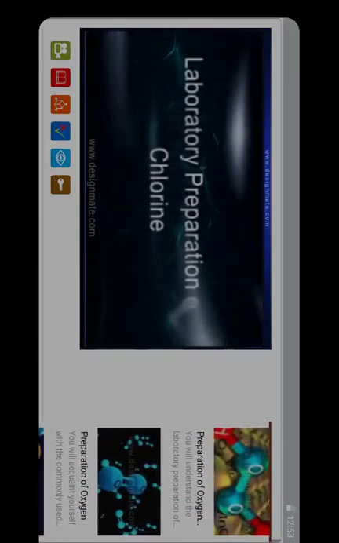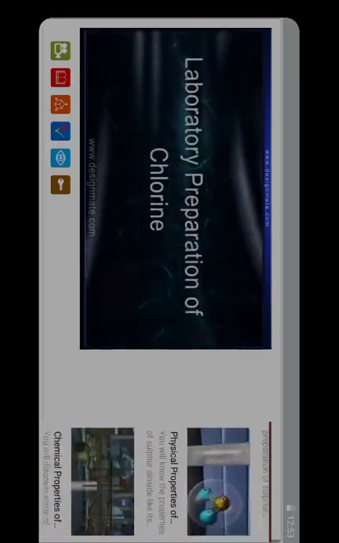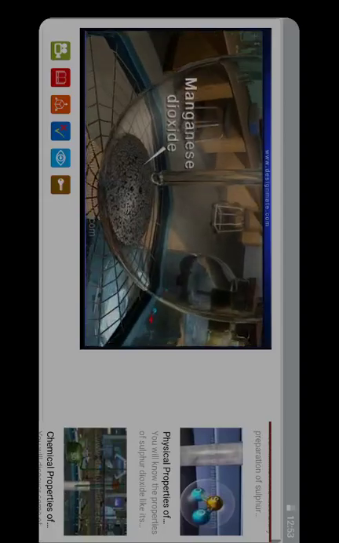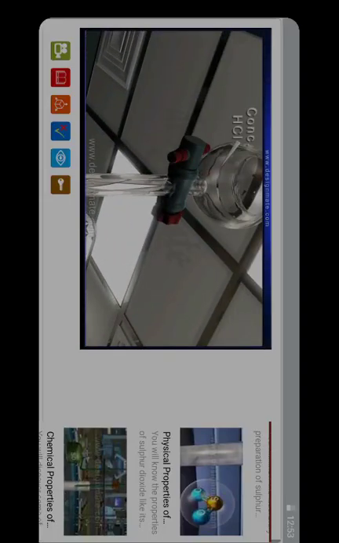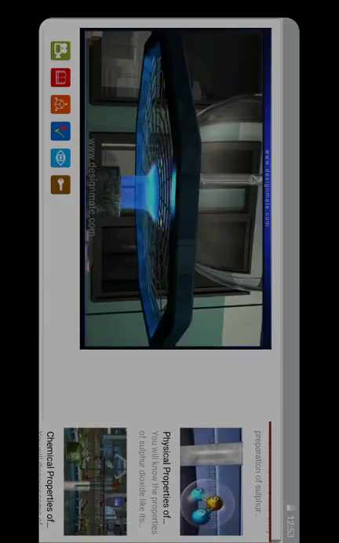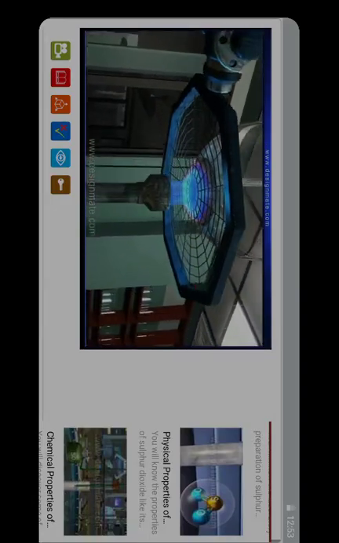Laboratory preparation of chlorine. Arrange the apparatus as shown in this setup. Take a round bottom flask containing an adequate amount of manganese dioxide. Add concentrated hydrochloric acid through the thistle funnel into the flask. Heat the reaction mixture over a burner.